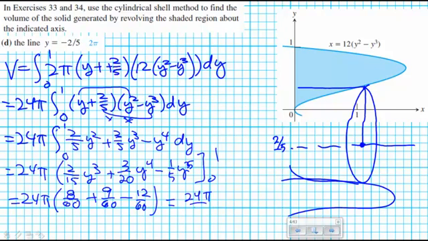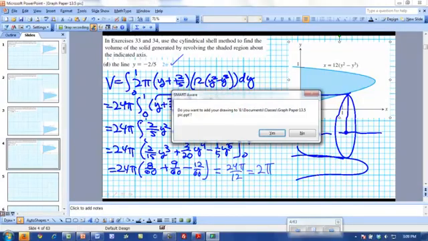24 pi over 12. 2 pi. Woo! Victory! All right. Practice, practice, practice.